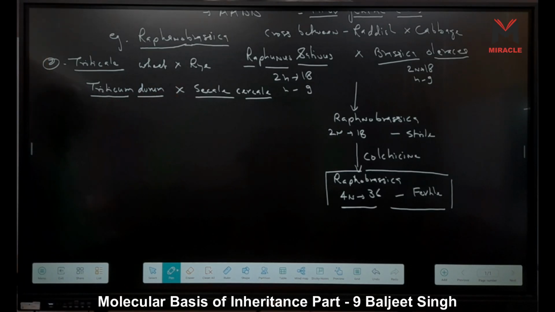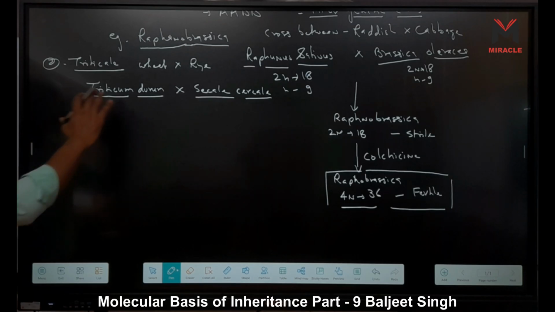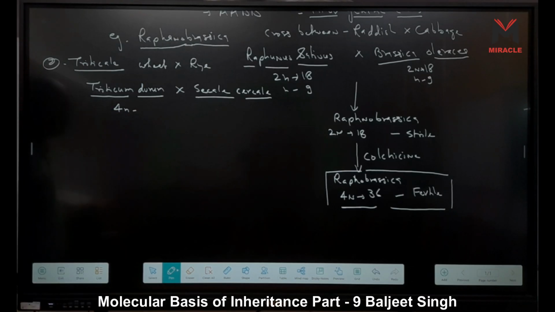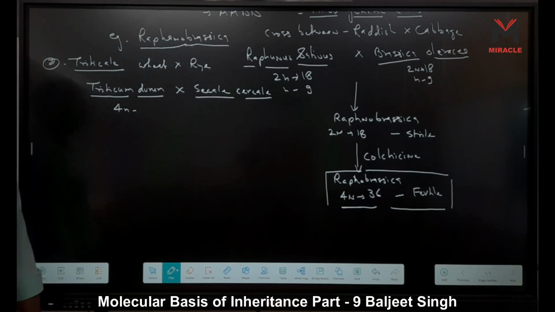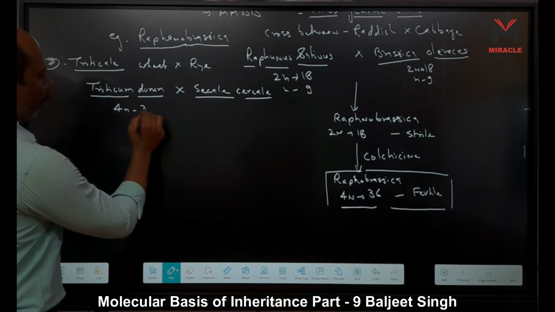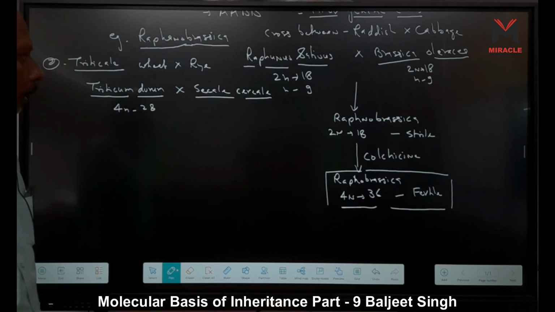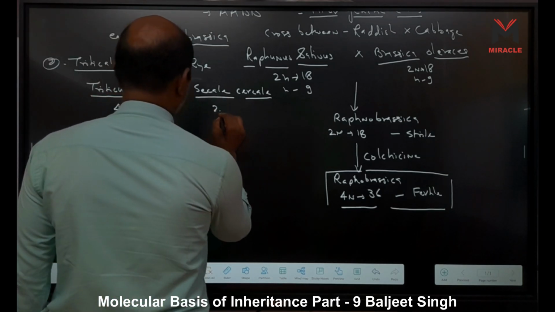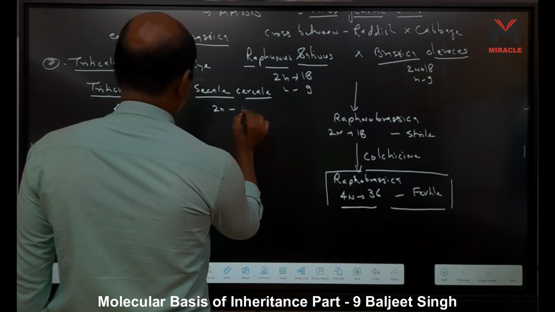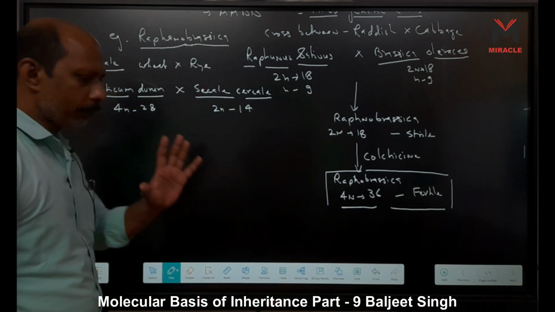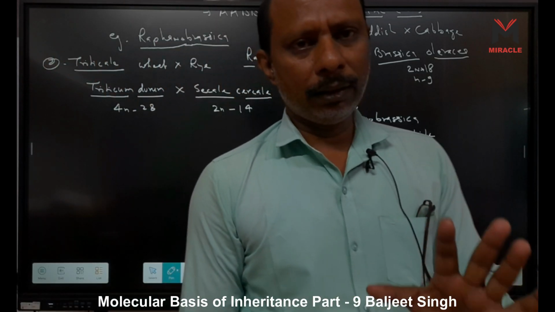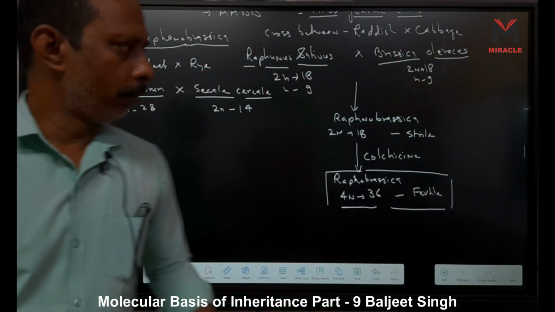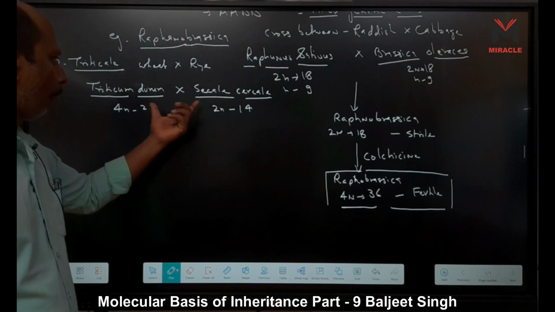Now look here, Triticum durum. What is this Triticum durum? It is already tetraploid, 4n, because it contains 7 chromosomes in n. So 4n means what? 28, 7 multiplied by 4. And this Secale cereale is 2n normal, so it is 14. Means it is 14. You understand one thing is very important here: the number of chromosomes n is equal in both. Then we are able to cross between these two plants.